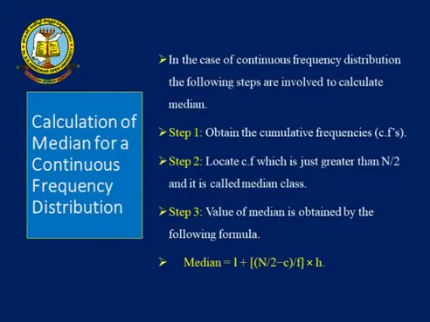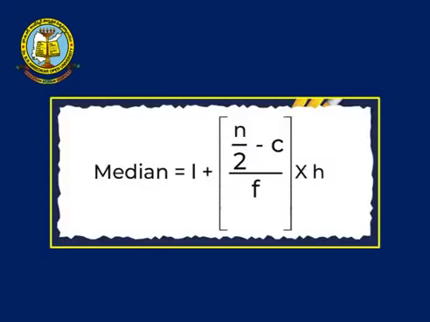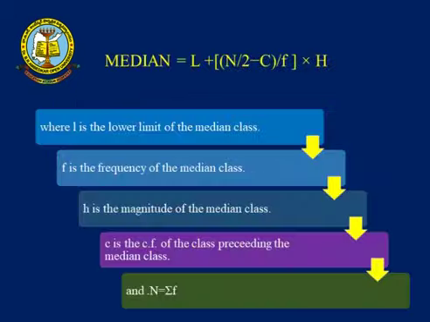Okay, this is a frequency distribution. Third one, continuous frequency distribution. First step, obtain the cumulative frequencies. Next, locate the cumulative frequency which is just greater than N/2, and it is called the median class. Next, the formula: median = L + ((N/2 - c)/f) × h. L is the lower limit, N is the sum of the frequencies, c is the preceding cumulative frequency value, and small f is the frequency corresponding to the median class. Next, h is the length of the class interval.